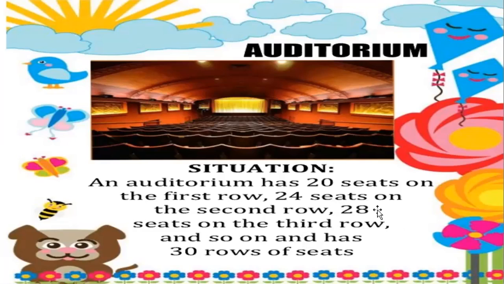अगर third row में 28 seats थी, तो fourth row में obviously 28 plus 4, that will be 32 seats. In the fifth row there will be 36 seats. In the sixth row there will be 40 seats. Like this, we will proceed to the next rows of seats.